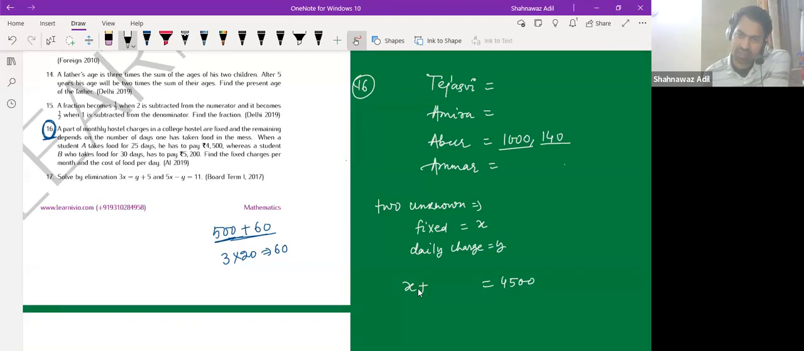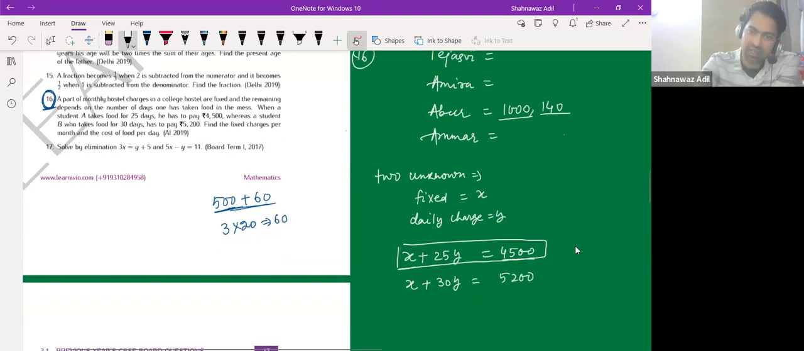But this 4,500 cost includes the fixed charge and the daily charge for how many days? 25 days. So that would be 25 into the daily charge, right? So this is the first equation that you have here. Yes, sir. Similarly, what would be the second equation? The fixed charge is there, but you are taking the food for 30 days. So this is the equation, and then we solve these.